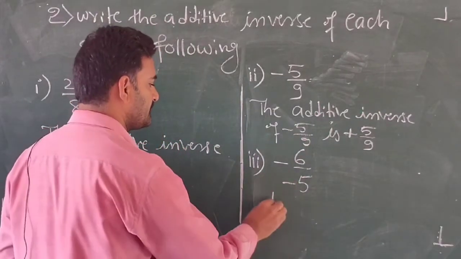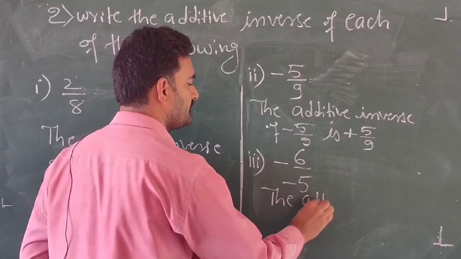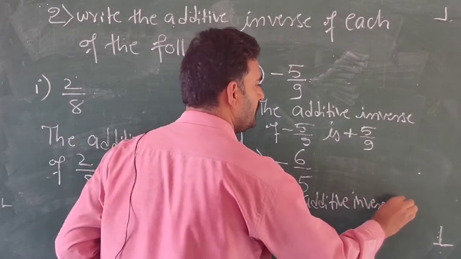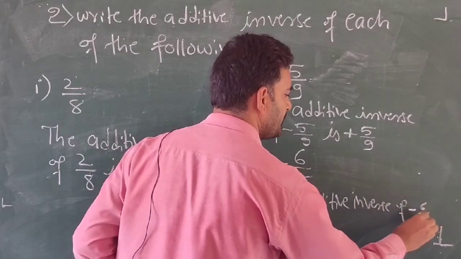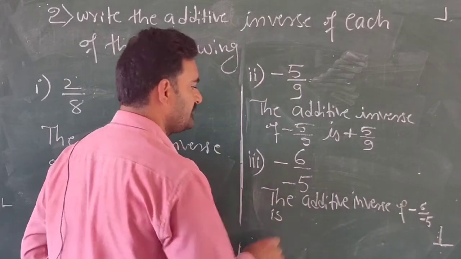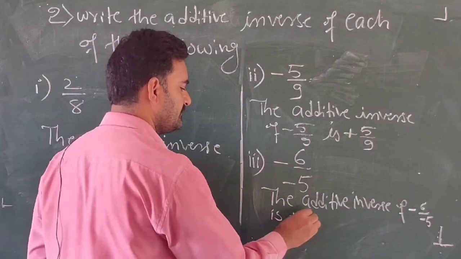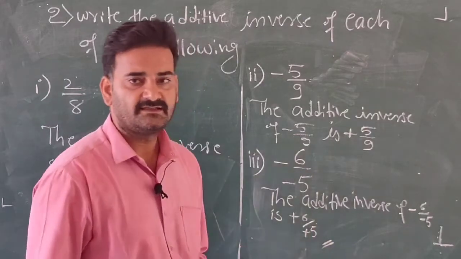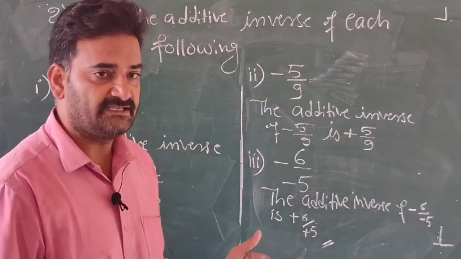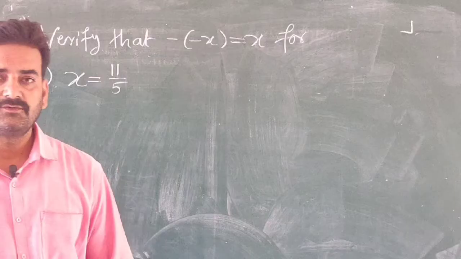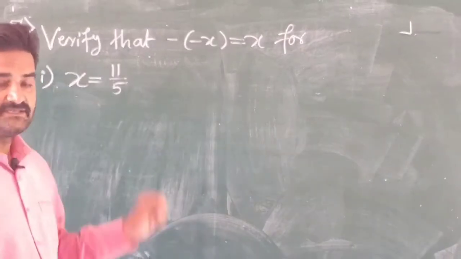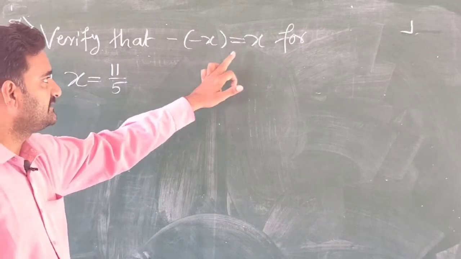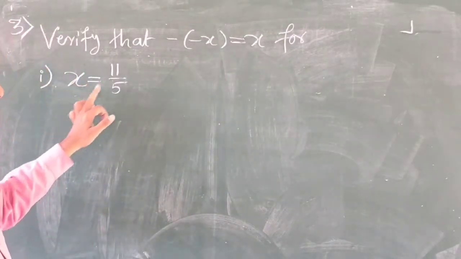Now the additive inverse of minus 6 by minus 5 is, minus becomes plus, 6 as it is, minus becomes plus, 5 as it is. Okay. So now this is the way. Now we are going to see the next bit, the third bit, that is, verify that minus of minus x is x for x is equal to 11 by 5.